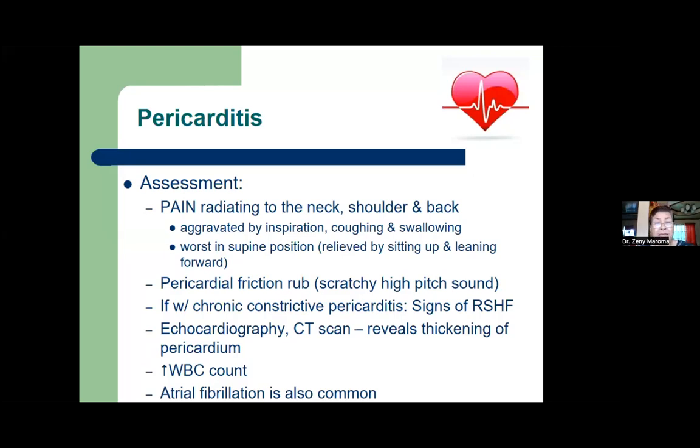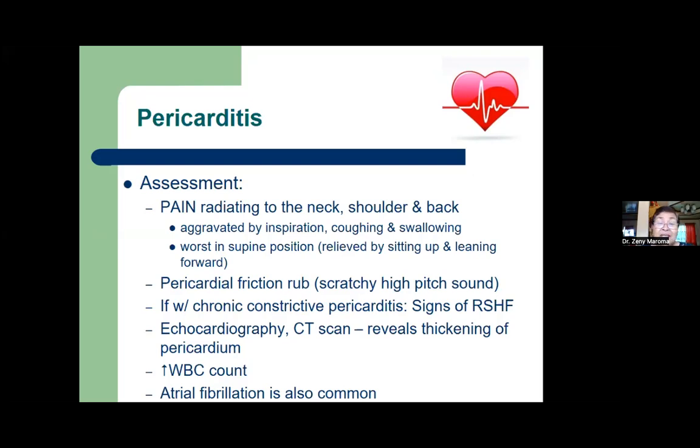Okay. And then, there'll be pericardial friction rub, yung rubbing of the parietal and visceral pericardium, producing a sound like that of leather shoes rubbing against each other. The scratchy, high-pitched sound. And with chronic constrictive pericarditis, there'll be signs and symptoms of right-sided heart failure.